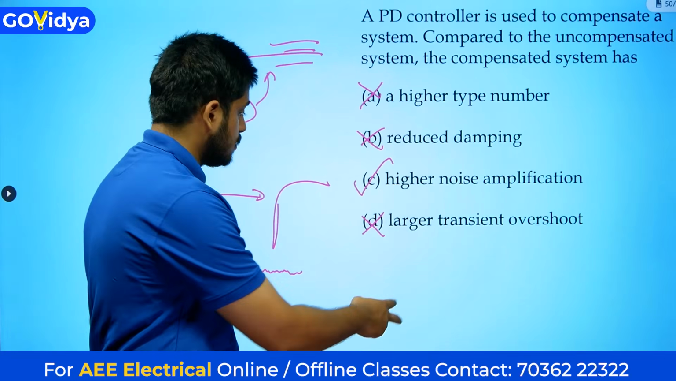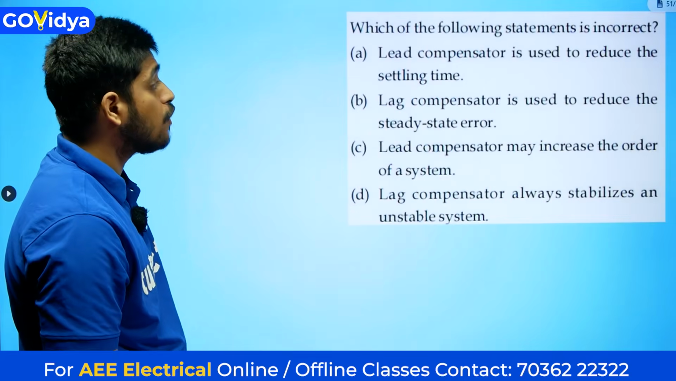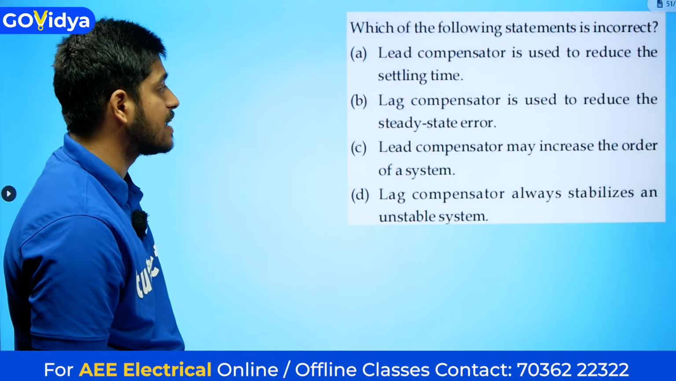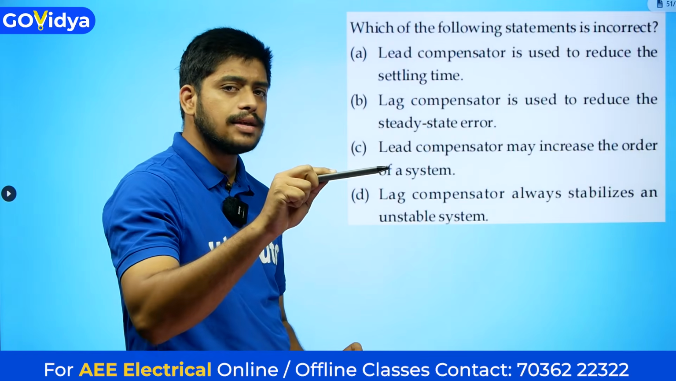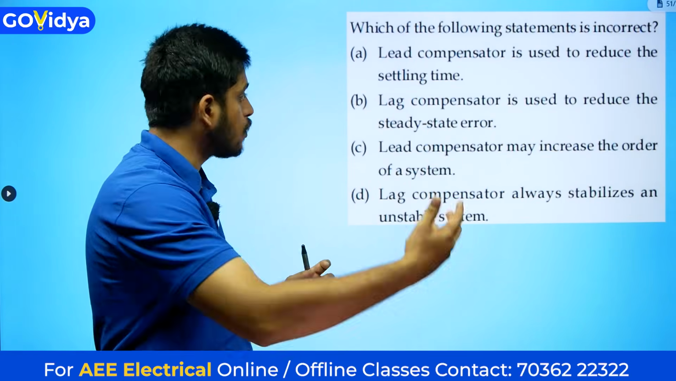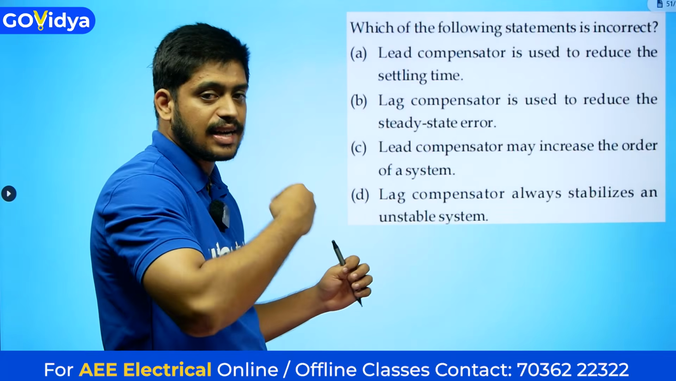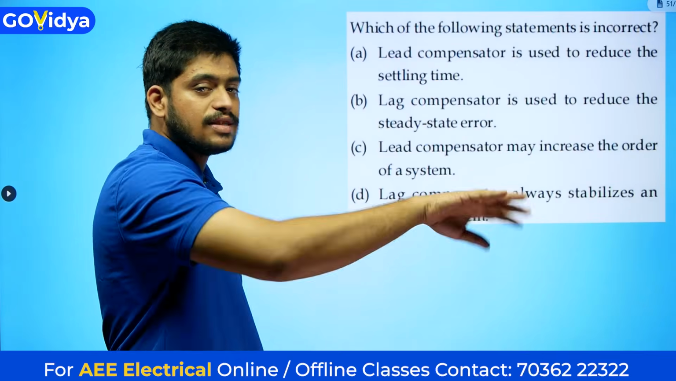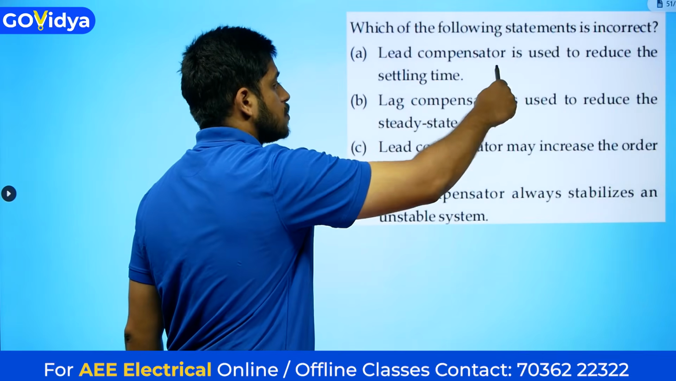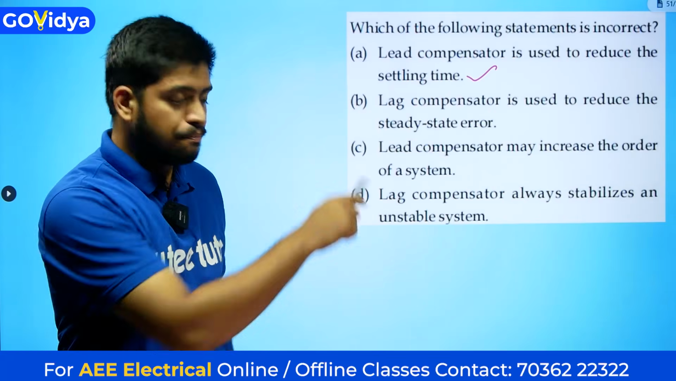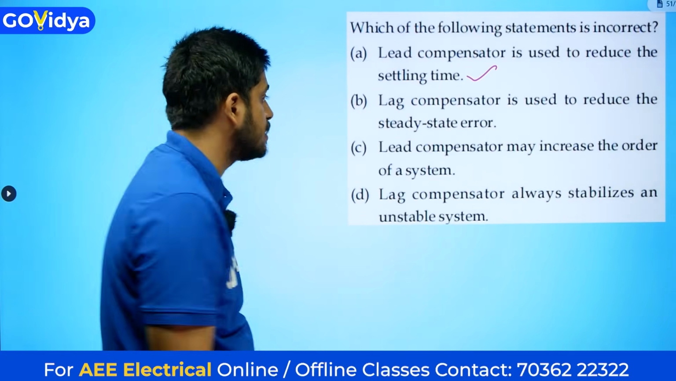Okay, next question. Which of the following statements is incorrect? Lead compensator is used to reduce the settling time. Yes, a lead compensator will reduce the rising time and everything, and it will settle faster. This is the correct option. Lag compensator is used to reduce the steady state error. Exactly, previously we have said lag compensator.